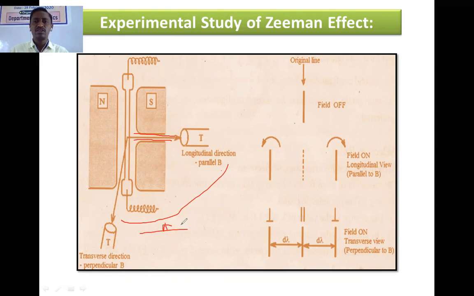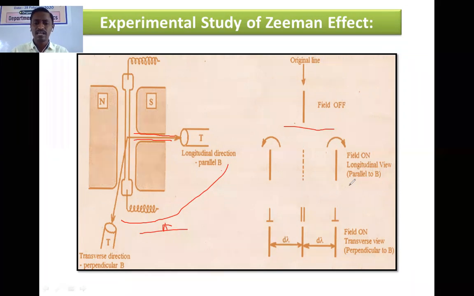Initially, when there is no magnetic field, we get only a single spectral line, which is observed with the help of a high resolving power spectroscope. In a longitudinal view, the single line is found to be split up into two components, but the central component, the one at the position of the original line, is absent.